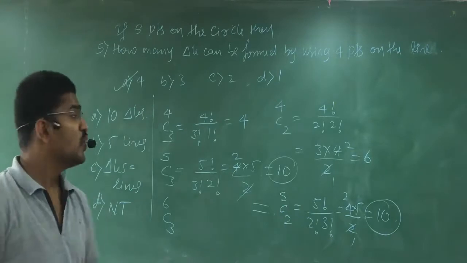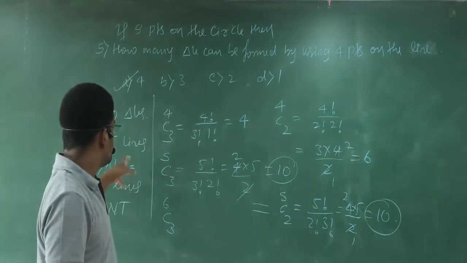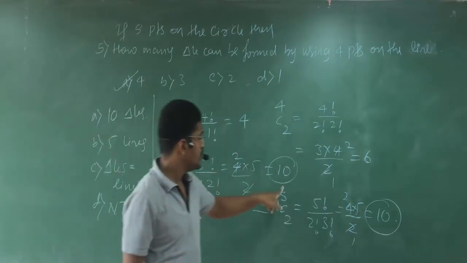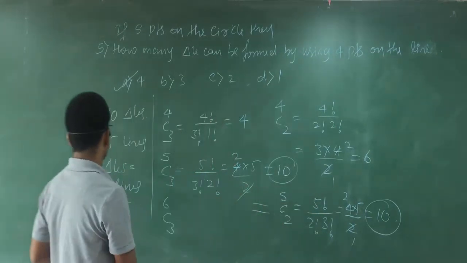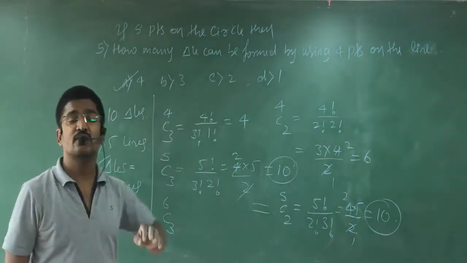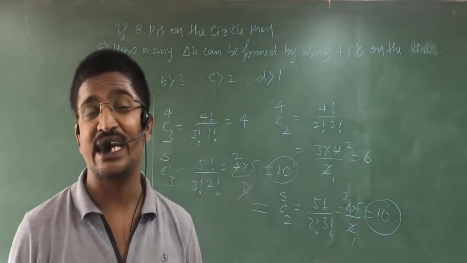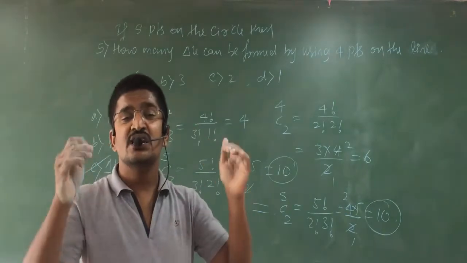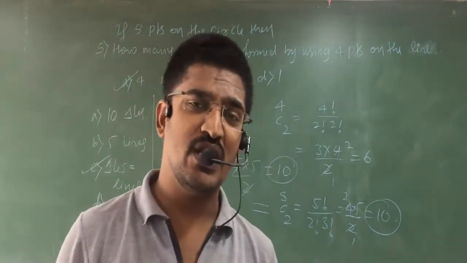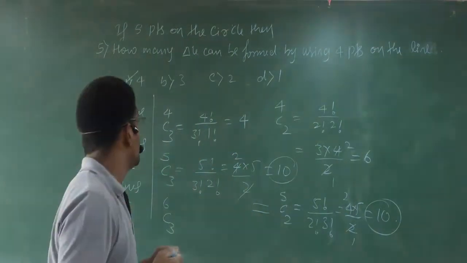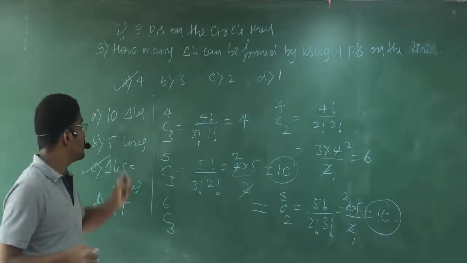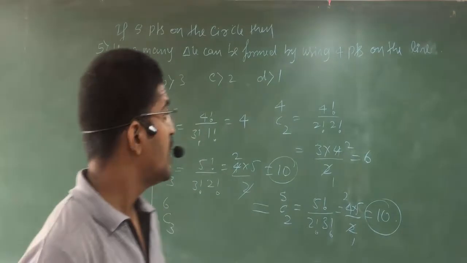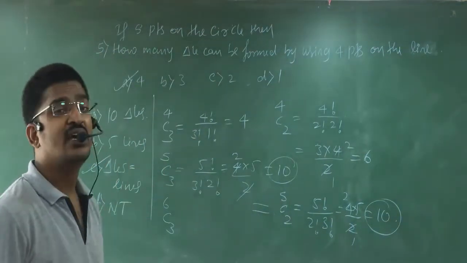Clear? So you must be in the position of answering that particular problem. See here, 5C3, 5C2 both are same. That means number of triangles will be equal to number of lines if the circle contains 5 points on its circumference. So whenever you are solving more problems, you are going to get more results like this. So like this you have to study, no problem. Okay, I think this particular problem is clear.